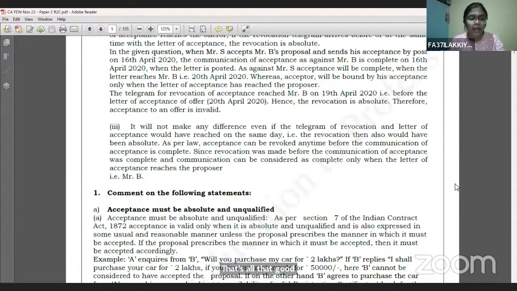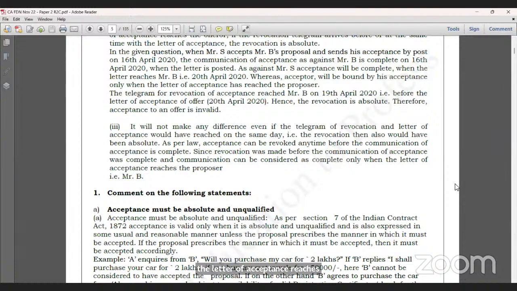It will not make any difference even if the telegram of revocation and letter of acceptance had reached on the same day. The revocation then also would have been absolute. As per law, acceptance can be revoked anytime before the communication of acceptance is complete. Since revocation was made before the communication of acceptance was complete, and communication can be considered complete only when the letter of acceptance reaches the proposer, that is Mr. B, this last answer they've not written properly.